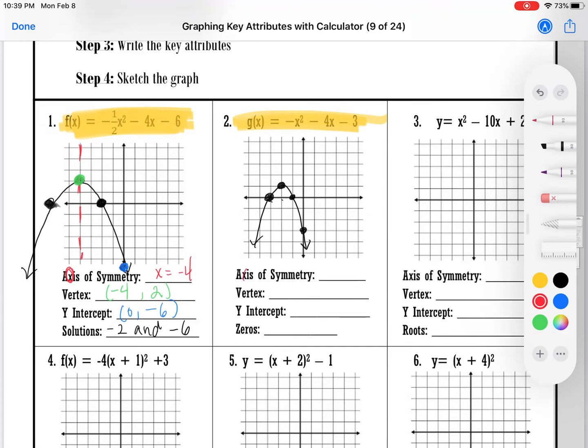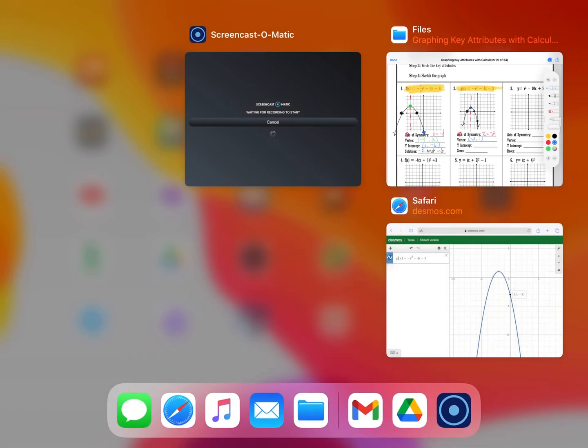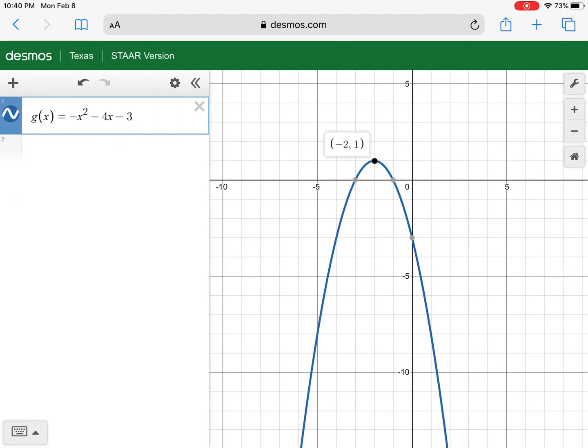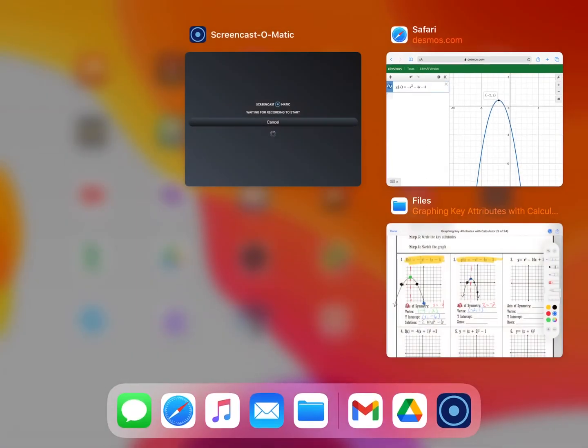So now I can label my points. My axis of symmetry is x equals. It's the x that cuts through the middle of your graph. 0, 1, 2. So it's -2. My vertex is the ordered pair at the top. To get there, we went left 2 and up 1. We could also just click it from Desmos. Here's the vertex. You click it and it tells you it's -2, 1. So easy.